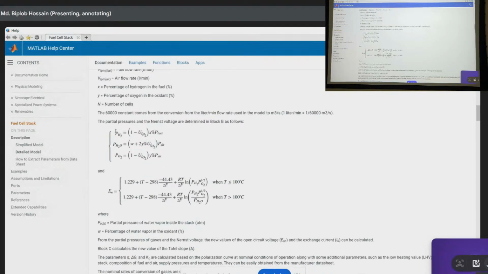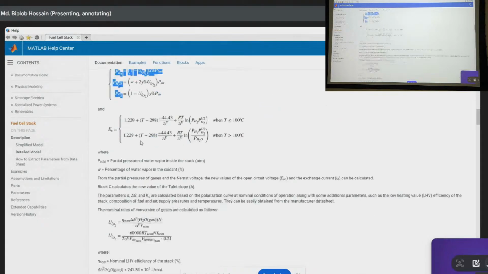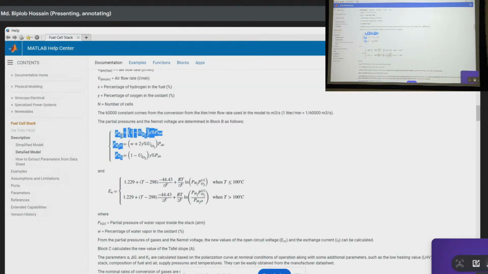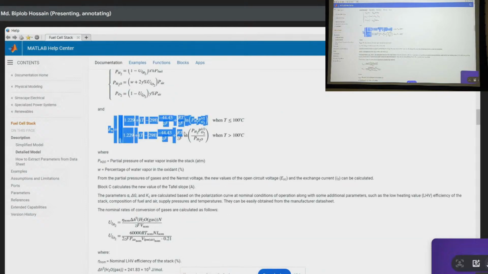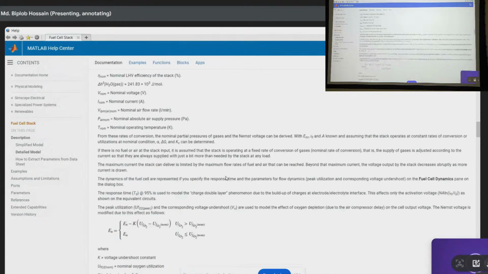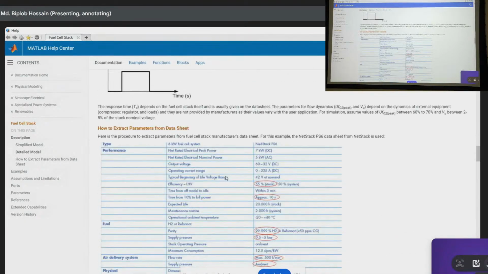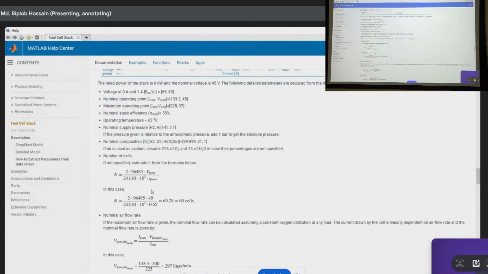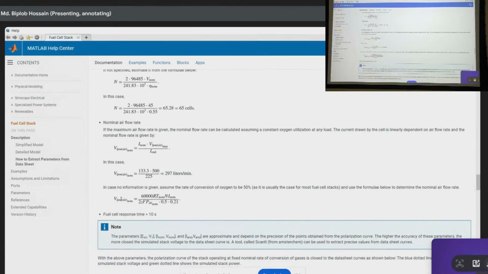So these are the equations for calculating the pressures of each reactant using the compositions of the fuels. Another important thing we need, as we can see at the end, is the fuel flow rate.